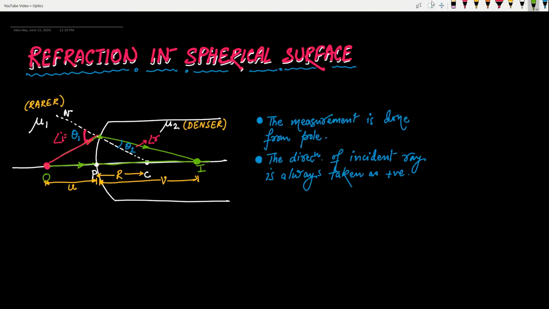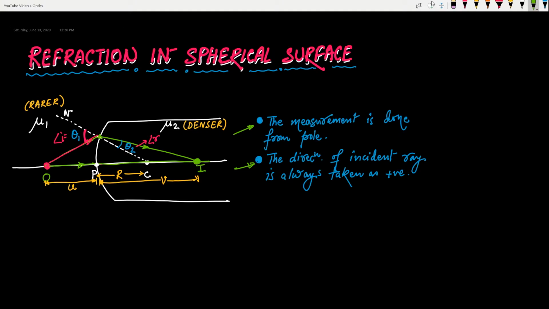We know all the measurement that we'll be doing is from the pole, and this has already been explained while I was explaining the concept of sign convention while teaching reflection in mirrors. So we'll be applying the same concept here. That is, the measurement is done from the pole, and number two, the direction of the incident ray is always taken as positive. So any movement going against the incident ray will be taken as negative. Simple as that. This is very easy.